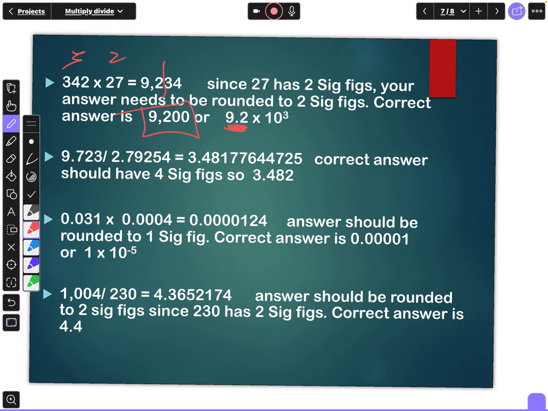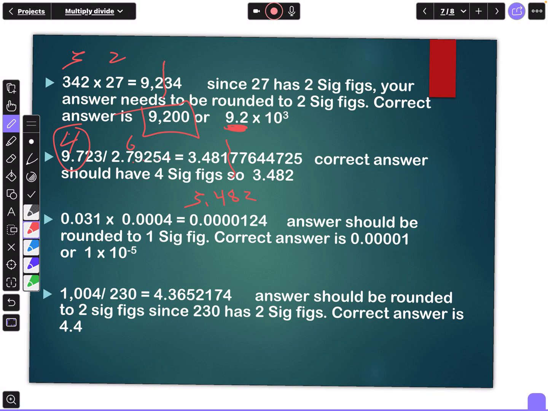Our next example, we got 9.723, that is four significant figures, divided by 2.79254, that's got 6 significant figures. We've got to match it up with the least amount, so our answer needs to have four significant figures. How can we round 3.481776? Well, we need four significant figures, so we're going to have to cut it off right there. The 7 would make the 1 round up, so it'd be 3.482. That would be four significant figures. If we needed to go down to three significant figures, we'd just take the 2 off and have 3.48.